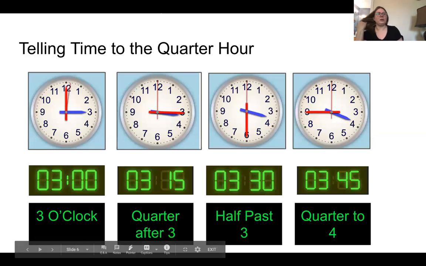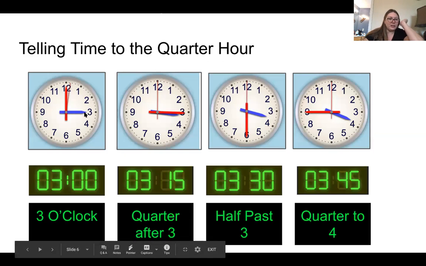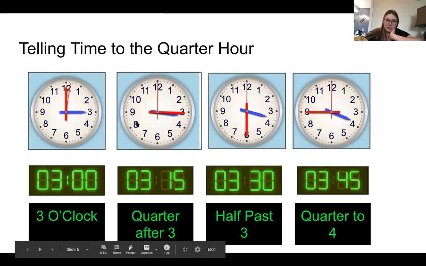All right, so we're going to tell time to the quarter hour. Here we have 3 o'clock. Minute hand is facing the 12, and our hour hand is facing the 3. So this is 3 o'clock. When a quarter of the clock is gone, we call that quarter after 3 o'clock.